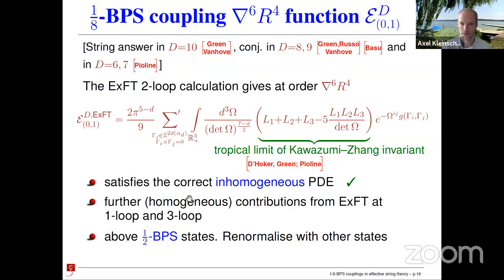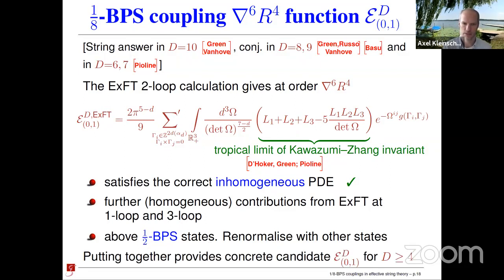And again, all the calculations that you do in exceptional field theory, as I keep emphasizing, only involve this half BPS state. So somehow now, of course, you want to include the quarter BPS states and so on, which means that you have to renormalize the exceptional field theory answer in the right way. If you do this concretely, you get from these methods a candidate for this coefficient function as an automorphic function on E_D for all possible values for external space-time dimension D at least 4.